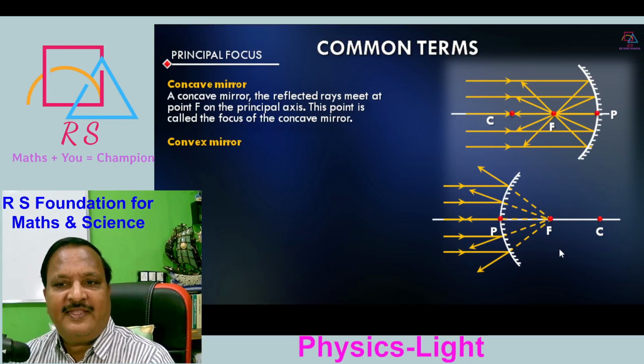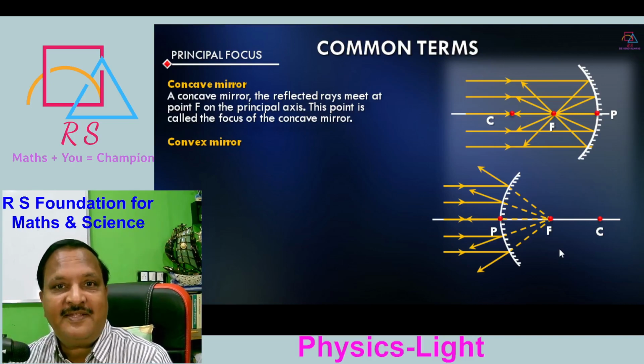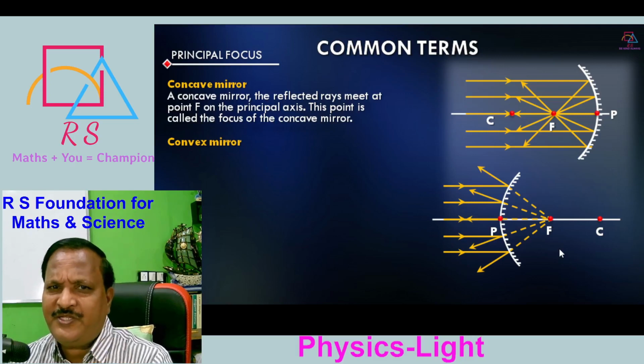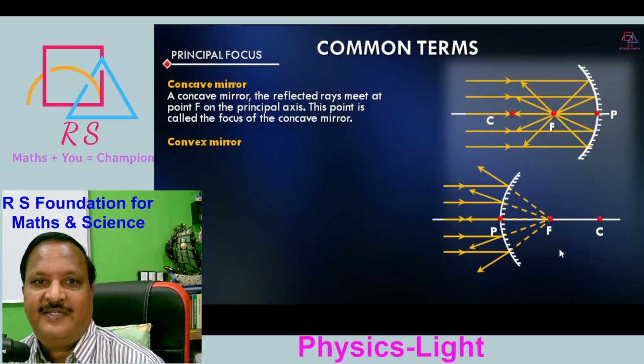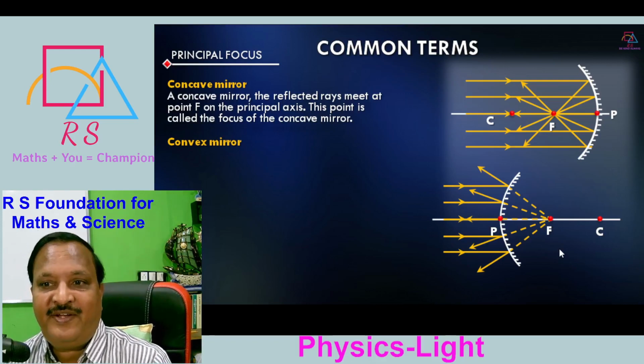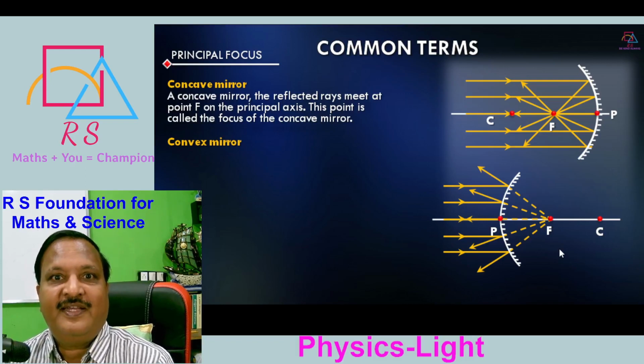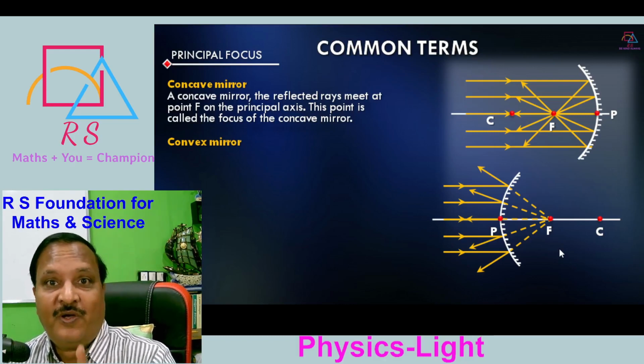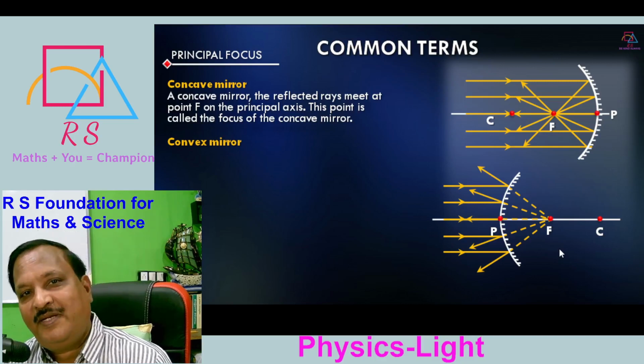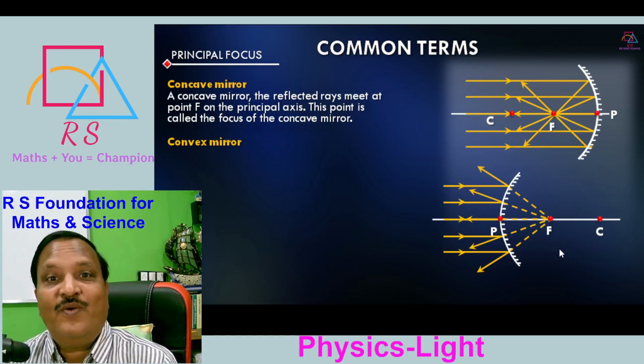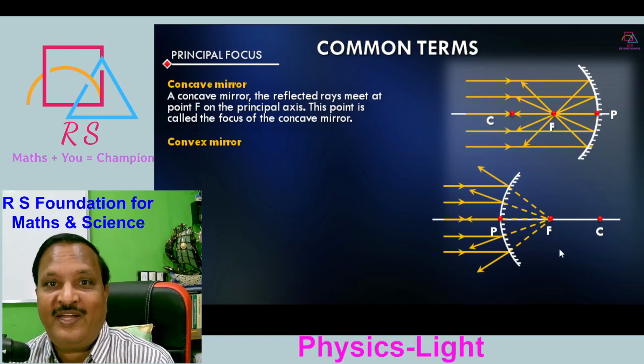You can understand it like this. For a concave mirror, the focus will be in front of the reflecting surface. For a convex mirror, the focus will be behind, because the dotted lines are behind the convex mirror. These are some logical questions: where will the focus of a concave mirror be? It is in front of the reflecting surface, and it lies on the principal axis. Remember that focus always lies on the principal axis for both mirrors. One is in front of the mirror, one is behind the mirror. You can use these two phrases.